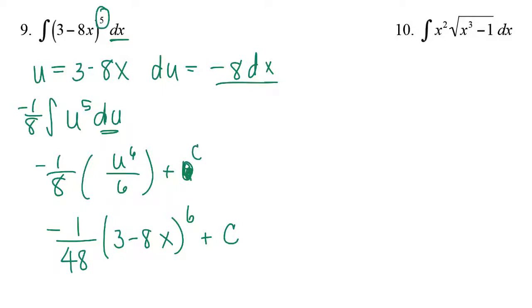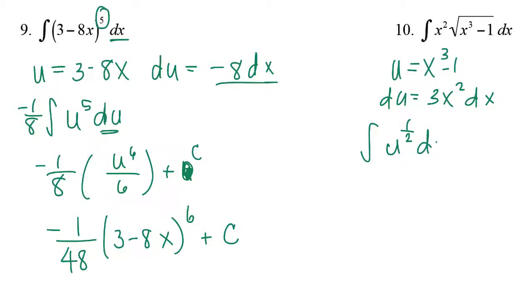All right, and moving on, number 10, going through the same process. So let's see, we're going to let u be equal to x cubed minus 1. So du is 3x squared dx. And again, we're going to go back to u to the 1/2. That's the square root of u. Du is going to be 3x squared dx. That's what du is equal to. We have an x squared and a dx. So we need to go through and balance this with a 1/3.